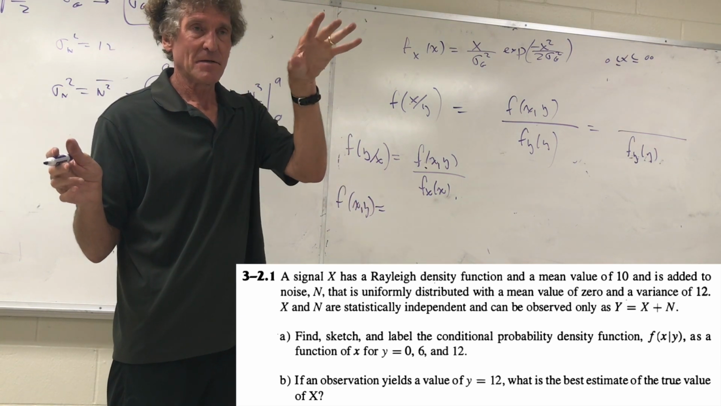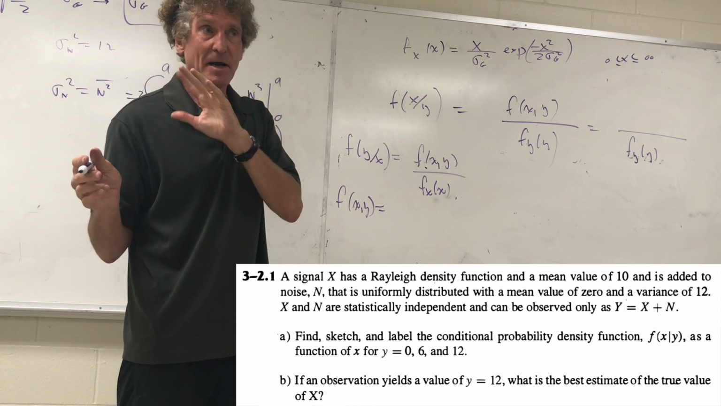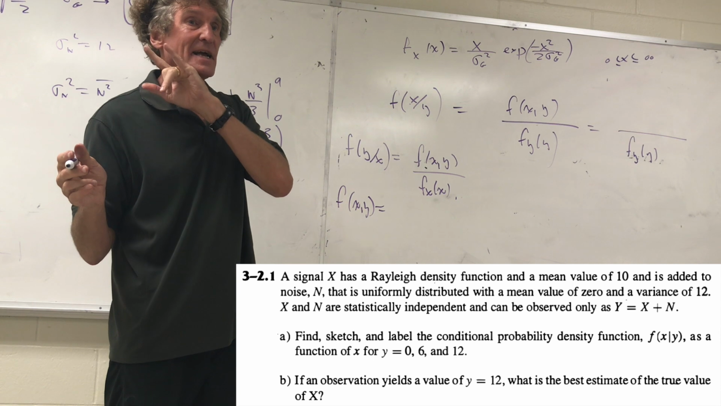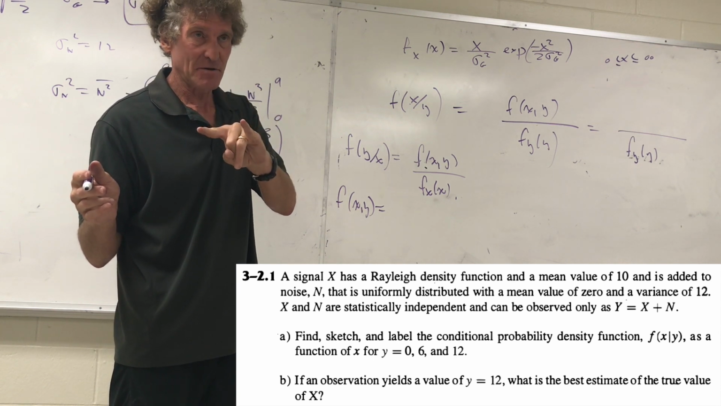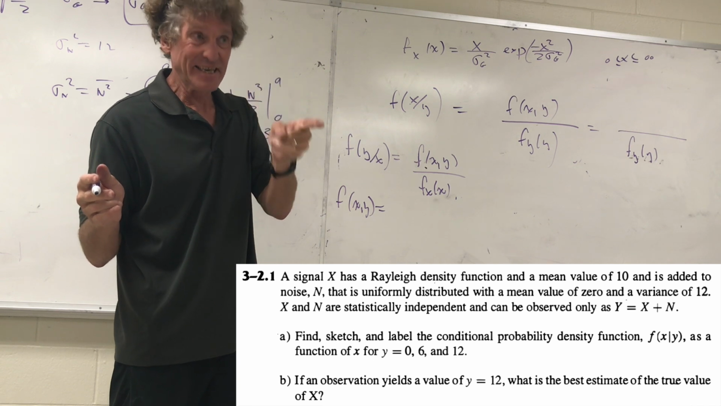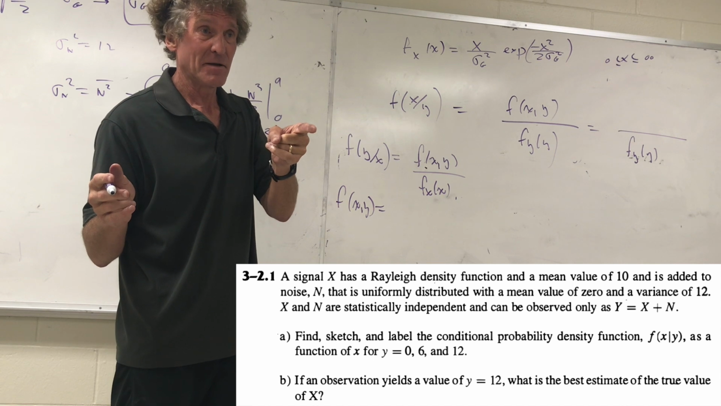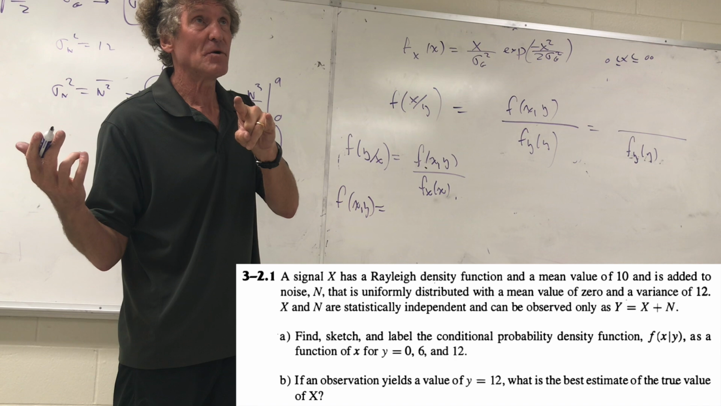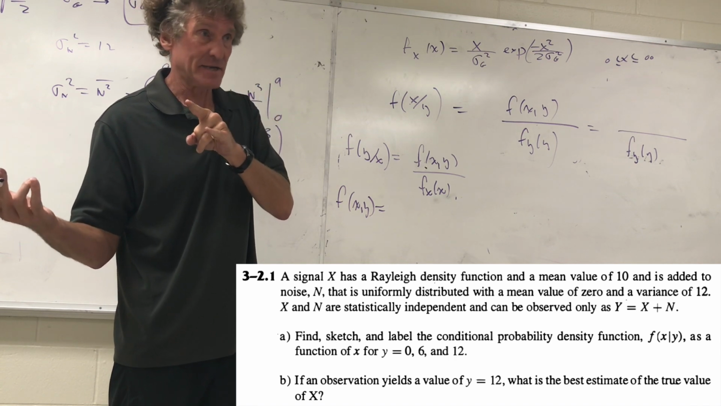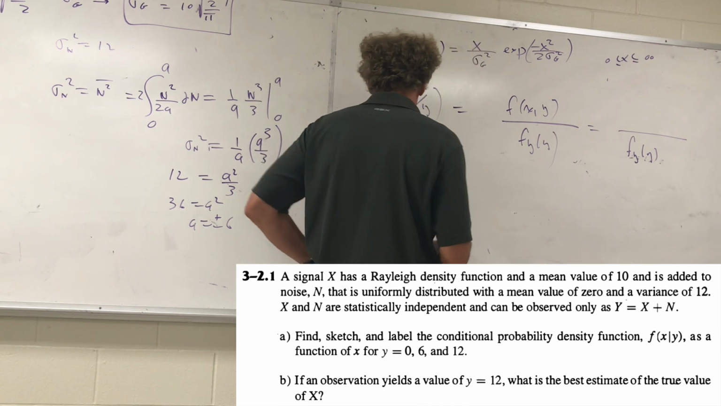But this type of problem, you have to be clear thinking about the relationship of y. Y is equal to x plus n. We know the densities of both of those. So if x is given, we can get the density of y. Or I should say, if you want the density of the noise, you could replace the noise with y minus x. We can get the density of y given x in this one.